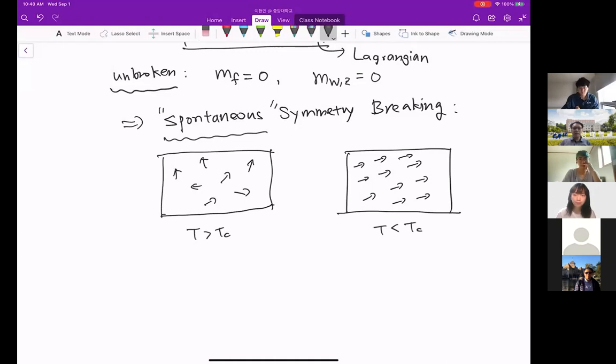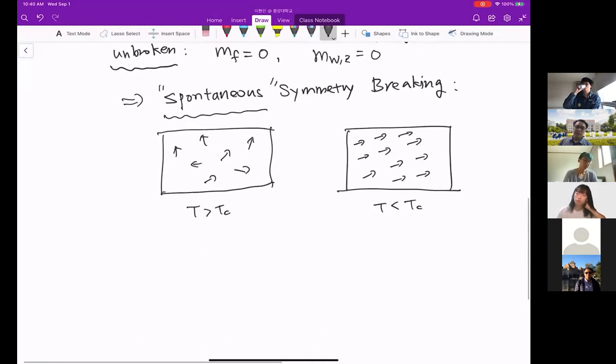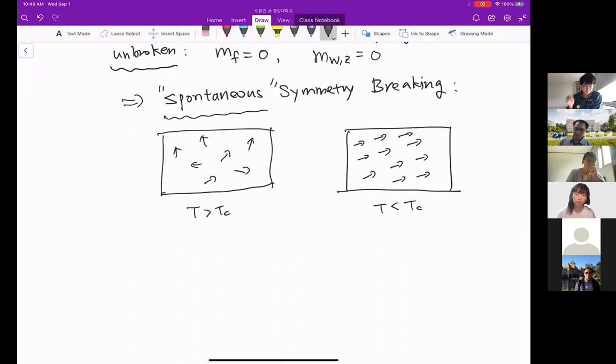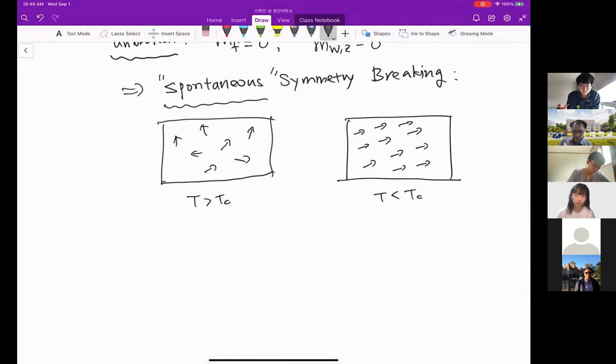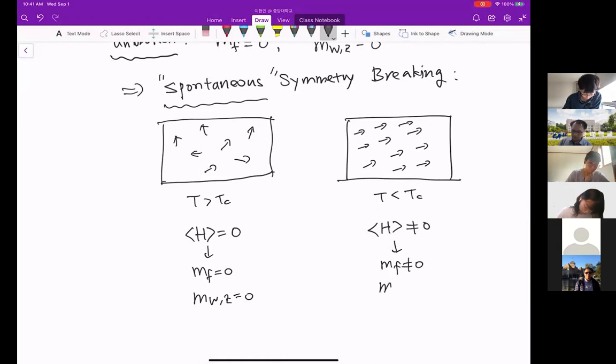Then if there's spontaneous symmetry breaking, of course in a condensed matter system there will be an order parameter. So something will change. That order parameter in the standard model is the vacuum expectation value of the Higgs. In this case, the vacuum expectation value of the Higgs is zero, then the particle masses are zero. If the Higgs vacuum expectation value is non-zero, then those particle masses become non-zero. All the particle masses are proportional to the vacuum expectation value of the Higgs field.